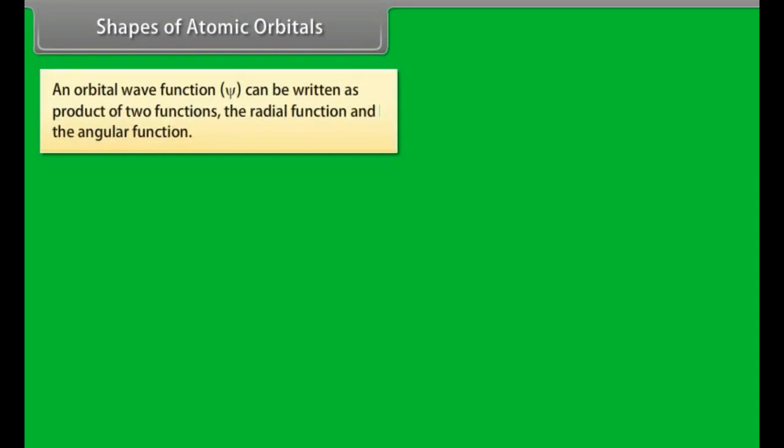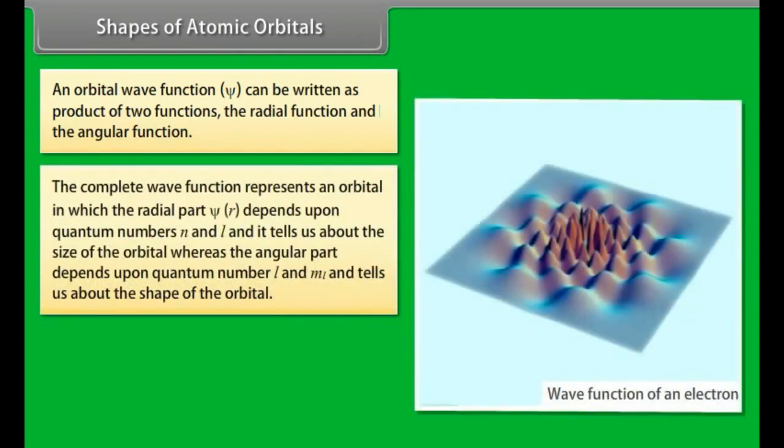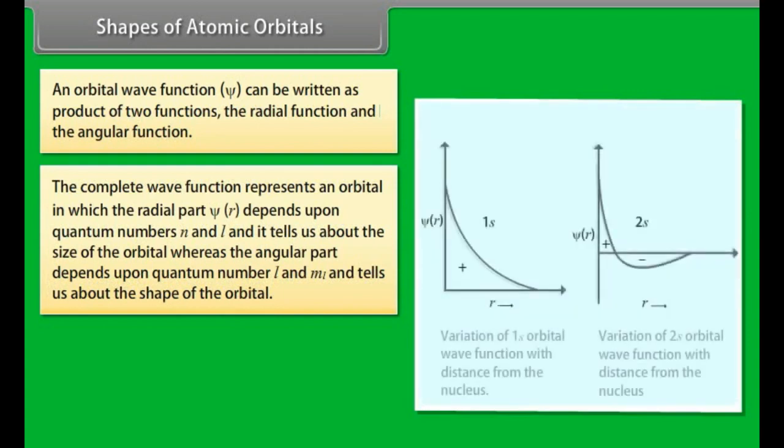Shapes of atomic orbitals. An orbital wave function psi can be written as a product of two functions, the radial function and the angular function. So, the complete wave function represents an orbital in which the radial part, psi r, depends upon quantum numbers n and l, and it tells us about the size of the orbital, whereas the angular part depends upon quantum numbers l and ml and tells us about the shape of the orbital. The positive and negative signs indicate that the orbital wave function is positive or negative in a particular region.